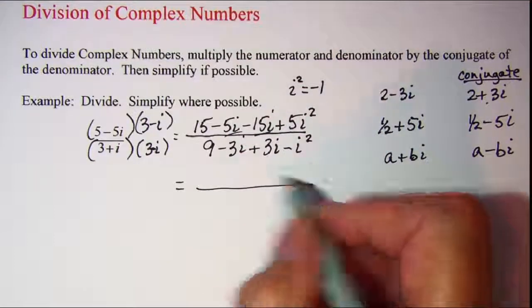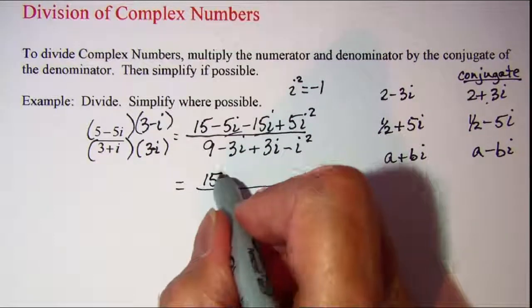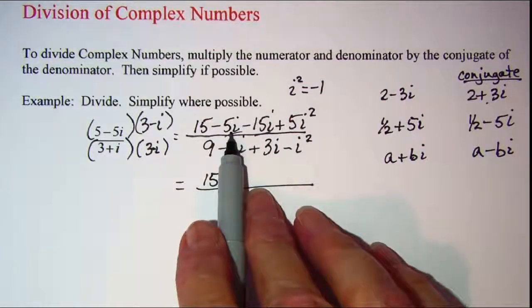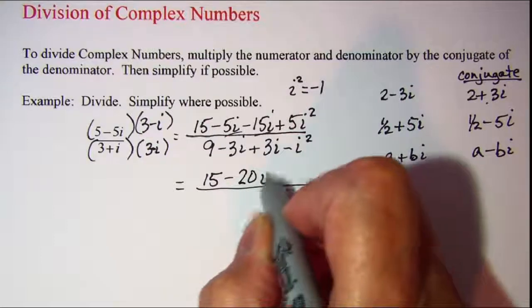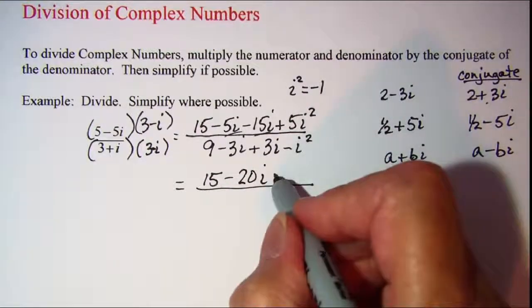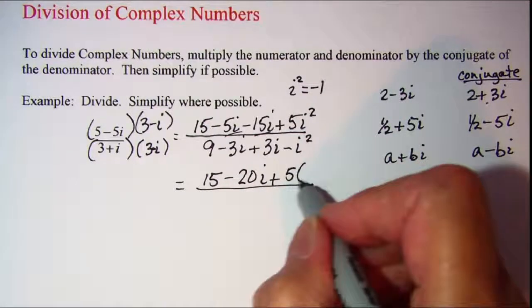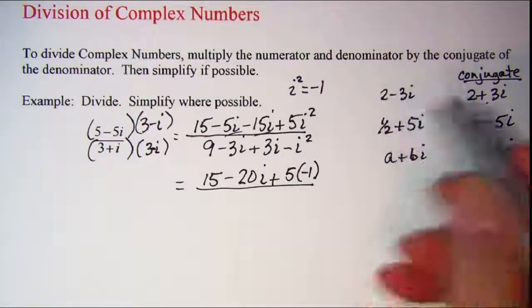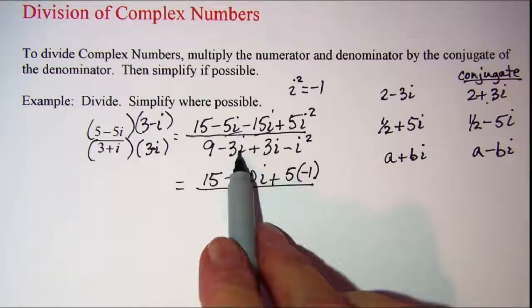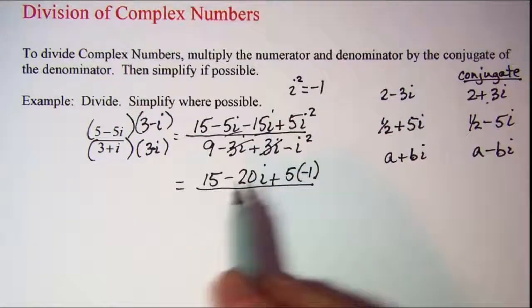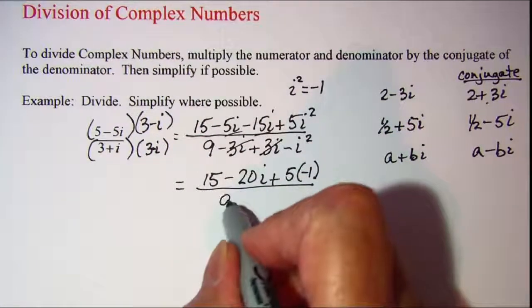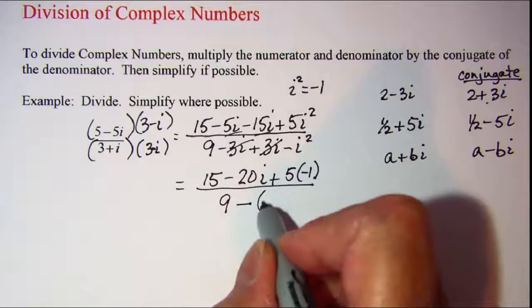So in the numerator I have 15. Negative 5i and negative 15i is a negative 20i. And then plus 5 times negative 1. In the bottom, I see a negative 3i and a positive 3i. Those will cancel. And so I have 9 subtract negative 1.